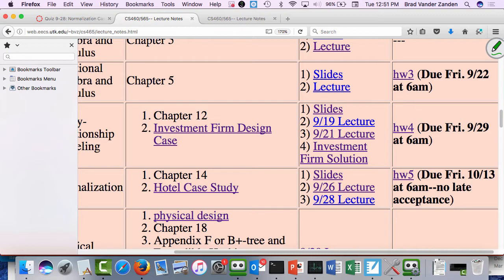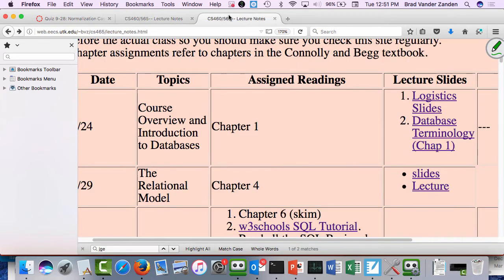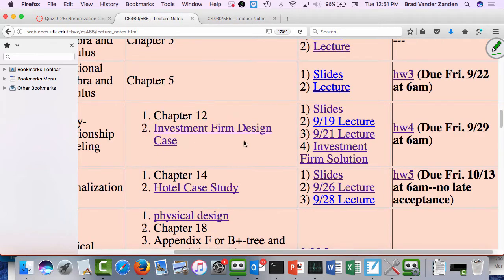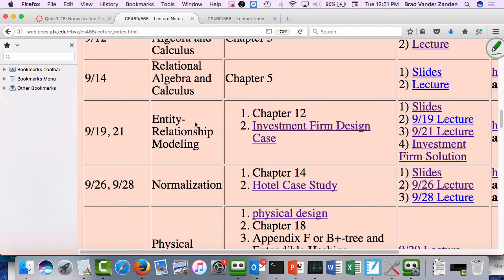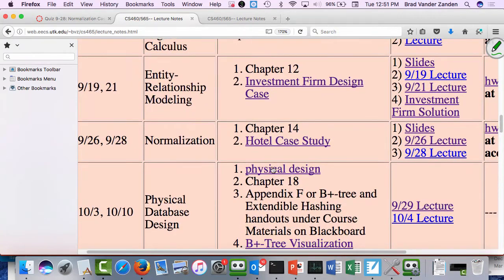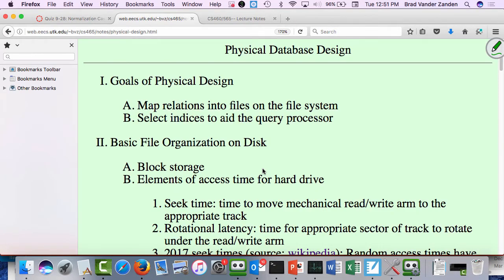Okay, so moving into today's discussion. Need to make sure I'm in the right year. There we go. So the goals of physical design are twofold. We want to map our relations into files on the file system, and there are different ways to organize files.